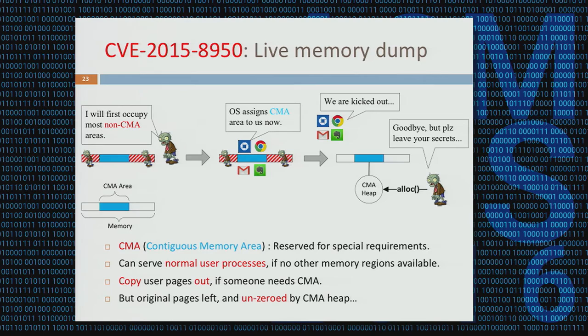The problem is that the user pages previously left in the CMA area are not zeroed by the CMA heap. So from these previously left user pages, we can get many, many sensitive information. In our experiments, we can get information including, but not limited to, Chase bank transaction records, the Gmail content, your Chrome browsing history, the web content, your Evernote content. In some cases, we can also get some network passwords. And it's also possible for us to get some crypto keys.